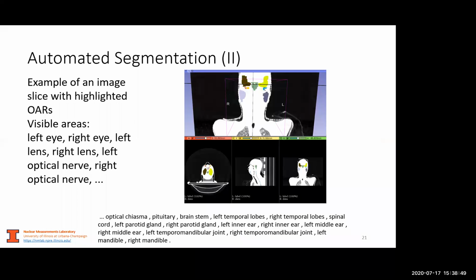This is an example of the scan that we received with the labels and with the manually segmented area. And visible areas include regions like the right eye, the left eye, the lens of the eye, as well as the optical nerve, and so on. All these regions are considered organs that are radiosensitive, and the treatment plan needs to be designed as best as possible to minimize the dose there.